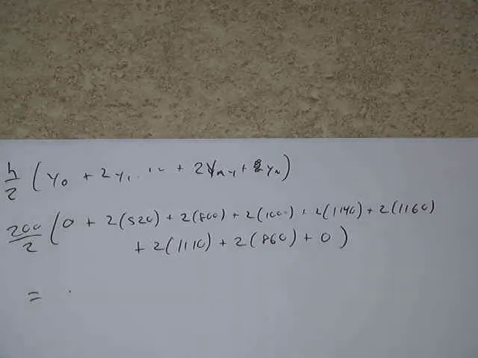Right. Wait, why is h 200? Isn't h b minus a over n, which ultimately is the length of each subinterval? The spacing is 200. They're all 200 apart. And then the length is 1600 because there's 200, but there's 8 of them. So isn't that what b minus a is?